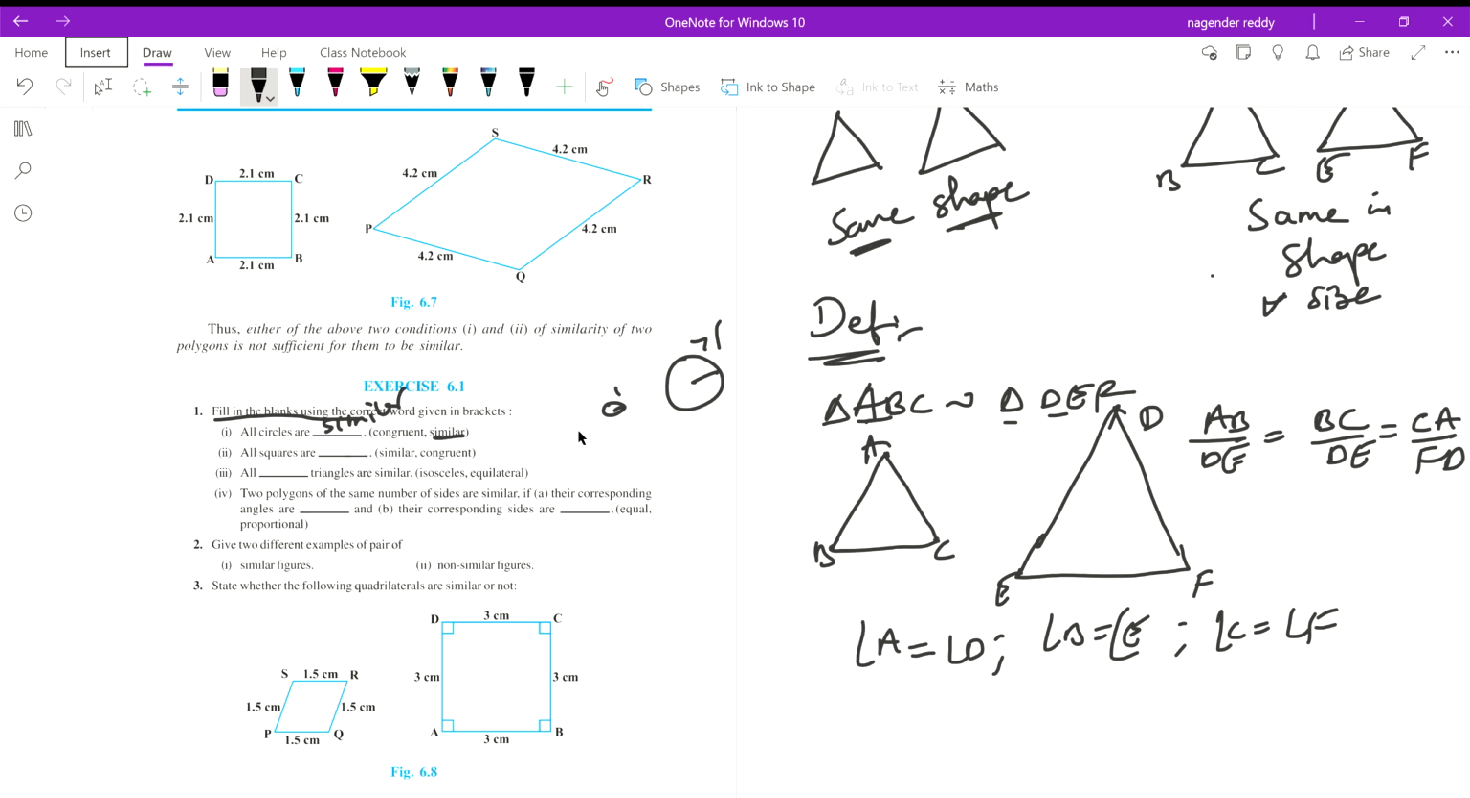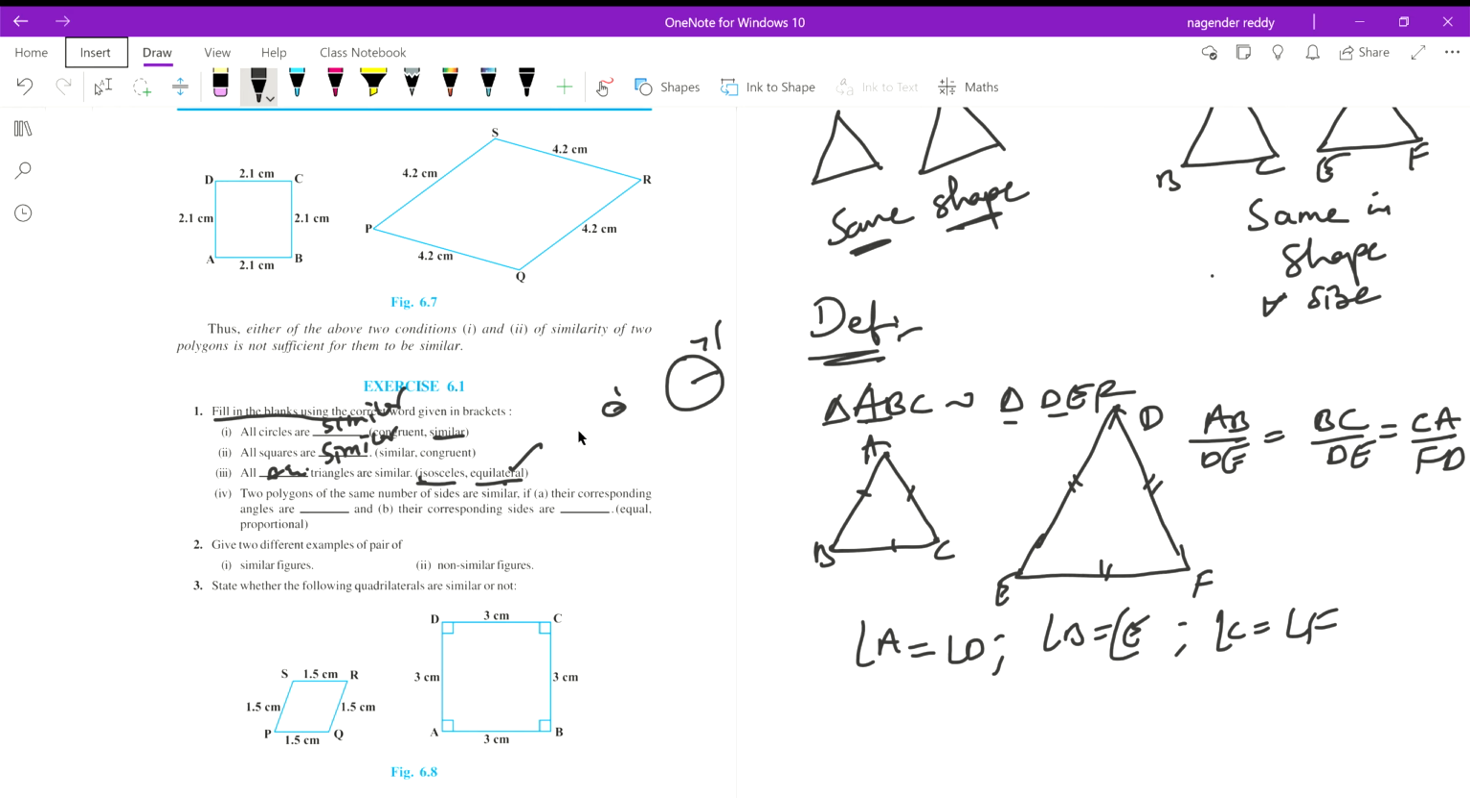All squares are similar, not congruent. And all equilateral triangles are similar. Isosceles triangles are different. Why are isosceles triangles not? Because if you find the ratios of corresponding sides, the ratios are not equal, so we can go for equilateral triangles only. And two polygons of the same number of sides, here I have 3 sides.